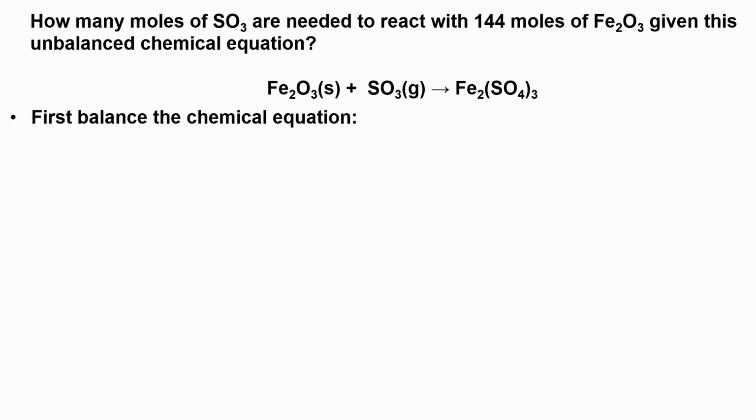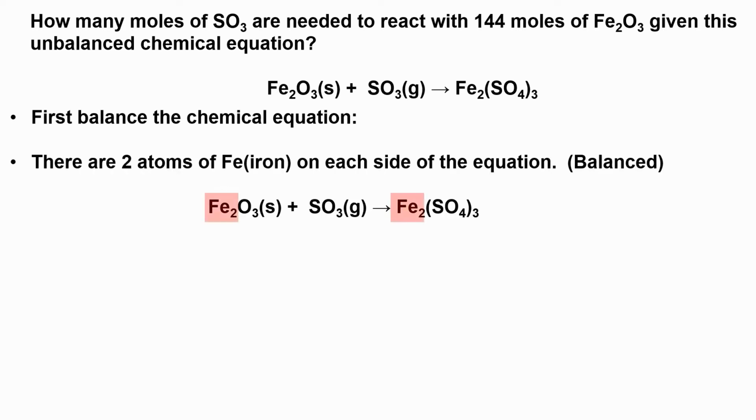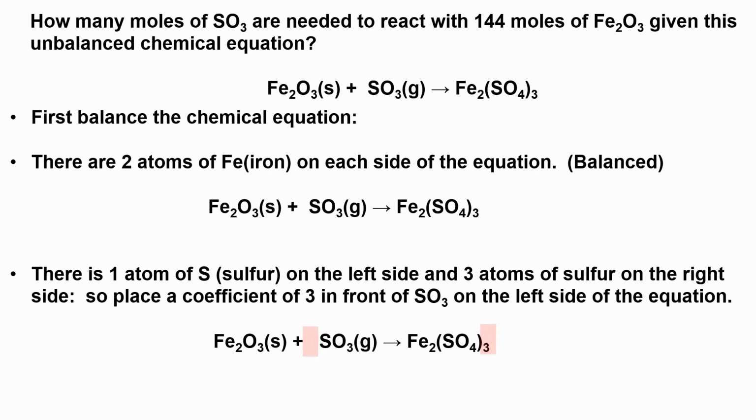First, balance the chemical equation. There are two atoms of iron on each side of the equation, so the iron is balanced. There is one atom of sulfur on the left side and three atoms of sulfur on the right side, so place a coefficient of 3 in front of SO3 on the left side of the equation. Now the equation is balanced.